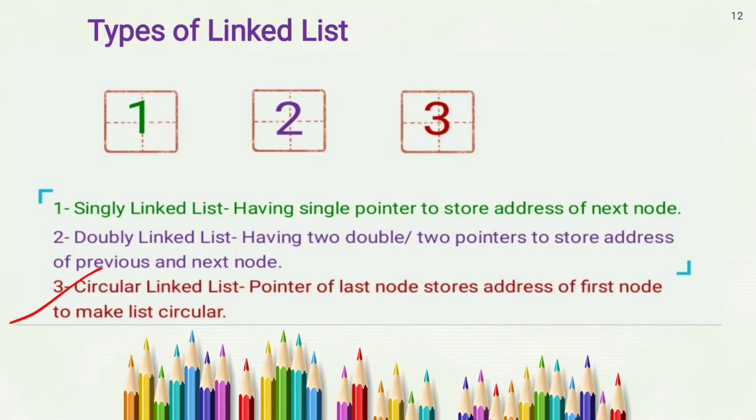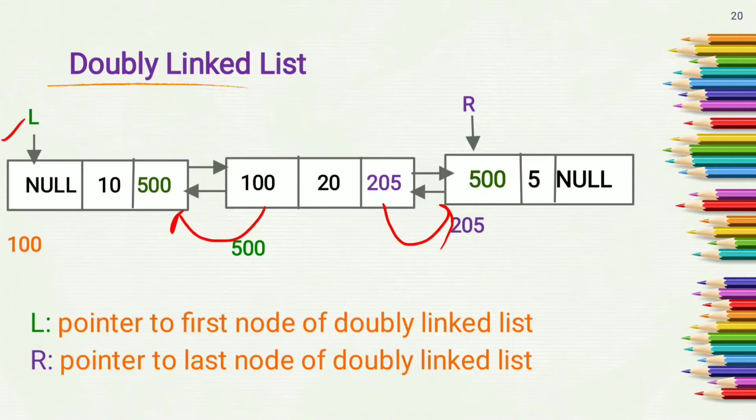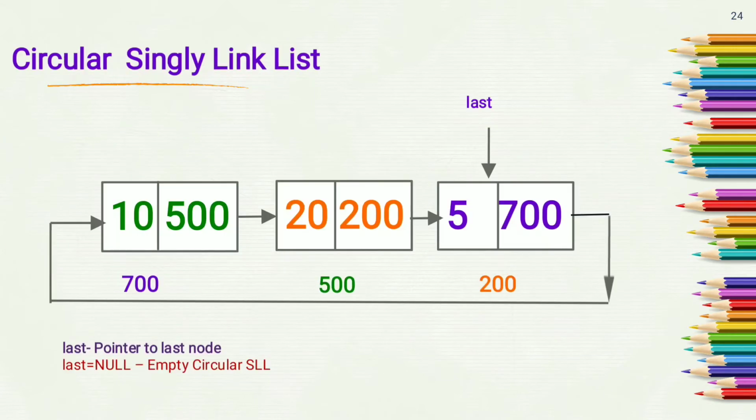Third type is circular linked list, in which pointer of last node stores address of first node to make list circular. As in singly linked list, last node stores null, which represents this is last node of the singly linked list. In doubly linked list also, the next pointer of last node is null, which represents this is the last node of the doubly linked list. While in circular linked list, next pointer of the last node stores the address of first node.